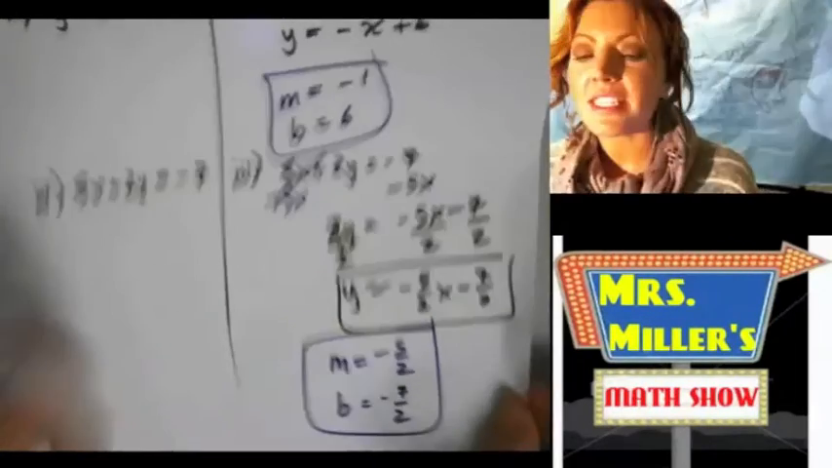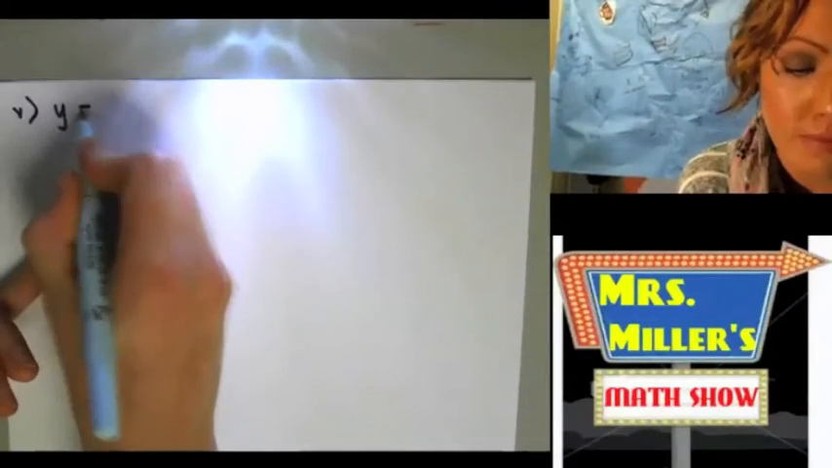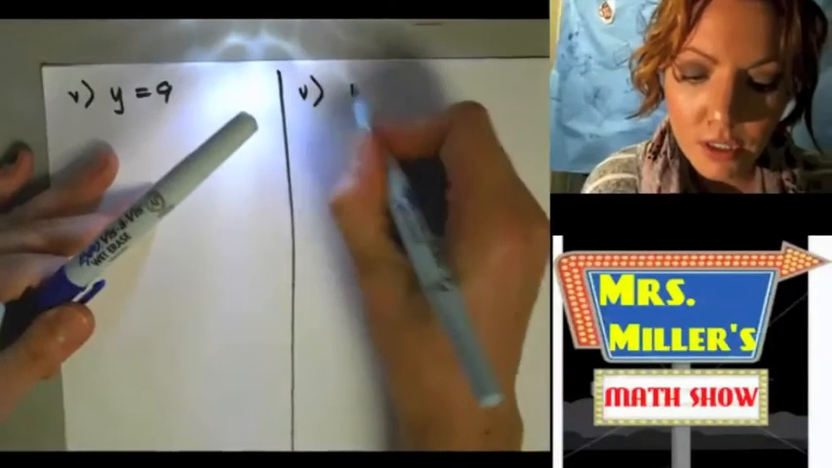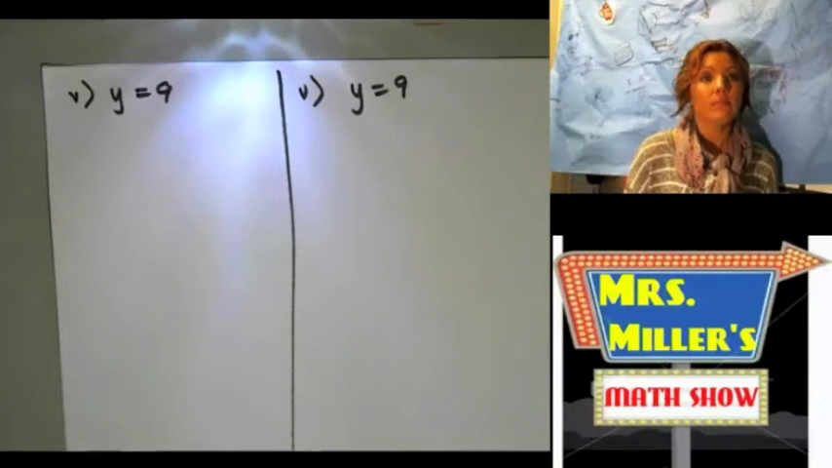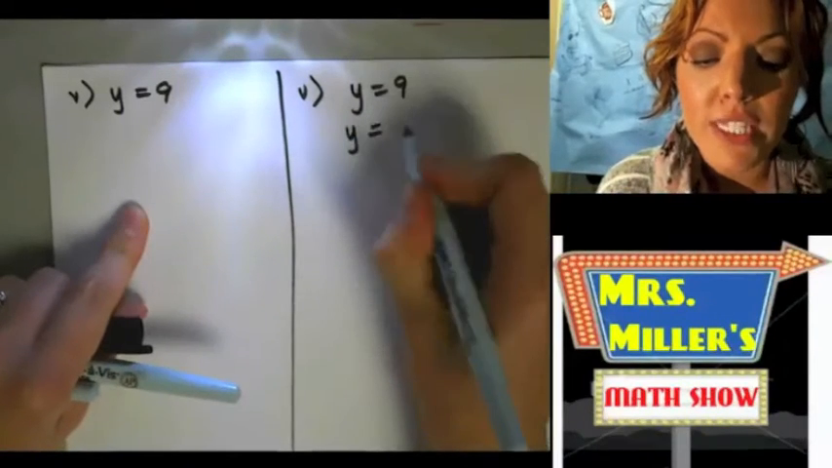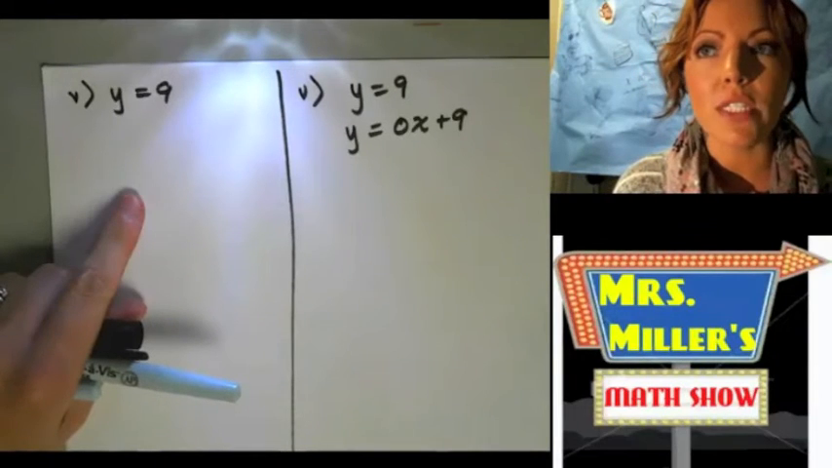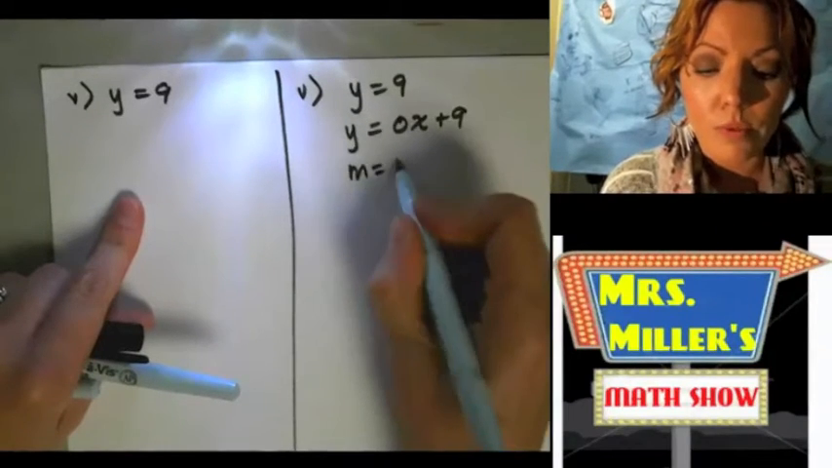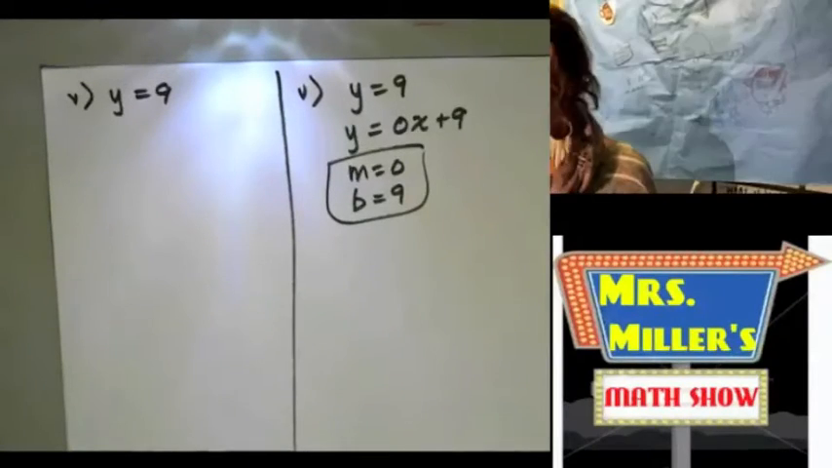Okay, last one of this type, and then we'll move on. Y equals 9. We want to find the slope and the y-intercept. So what do we think? Do we have an x in here? No. So we have 0 x's, correct? Will you guys tell me what's the slope? Slope is 0. And the y-intercept? 9. Good. Okay, still good on questions?